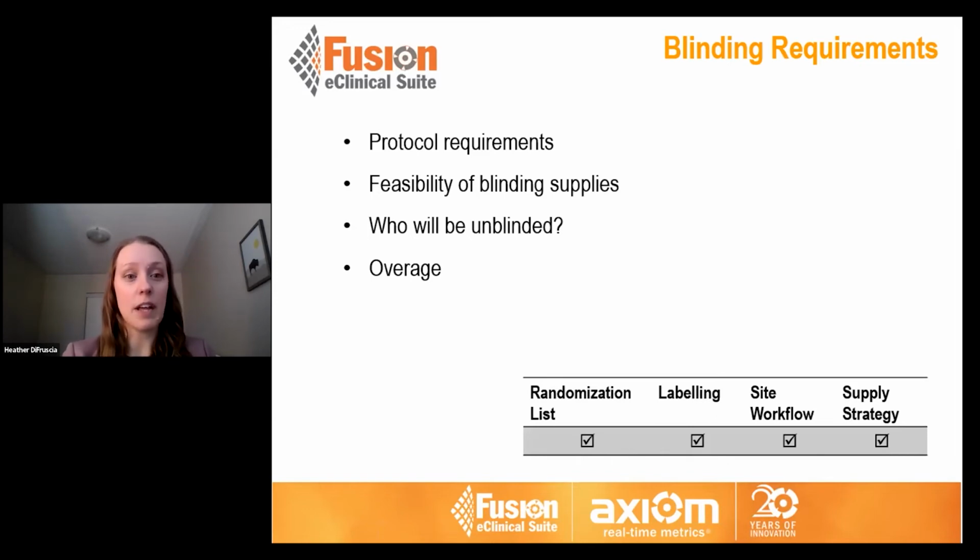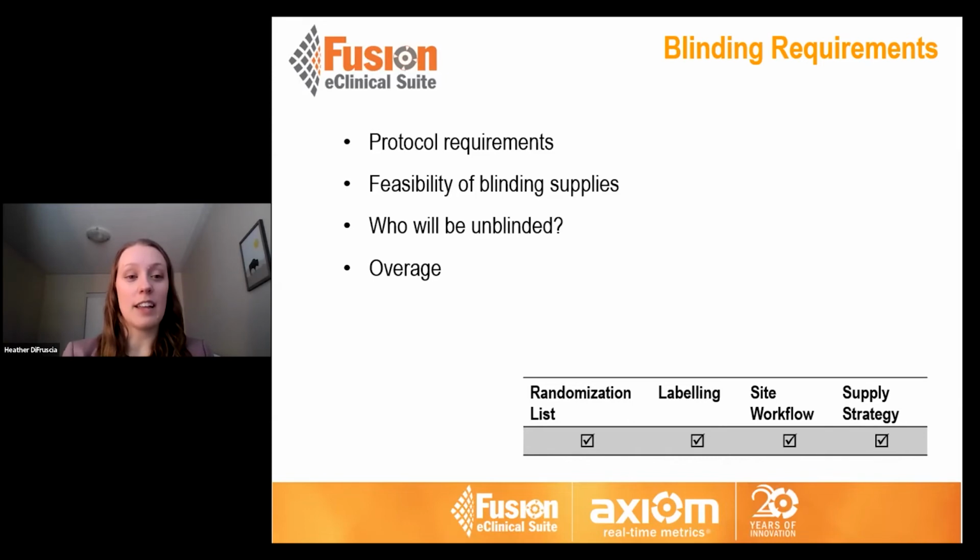The blinding of the supplies, again, goes back to being able to source that centrally, and then also who's going to be unblinded. So is it going to be just the unblinded pharmacist? Can you have any additional parties? And of course, if you have an unblinded pharmacist, then you need to make sure you have all of those groups supporting them, which is the unblinded monitors, the unblinded oversight, the unblinded PM, and who at your vendors are going to be unblinded.